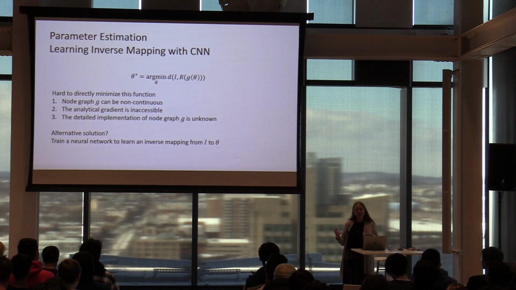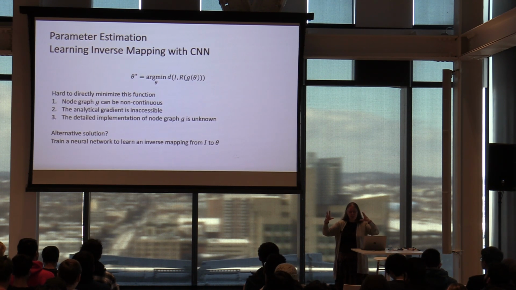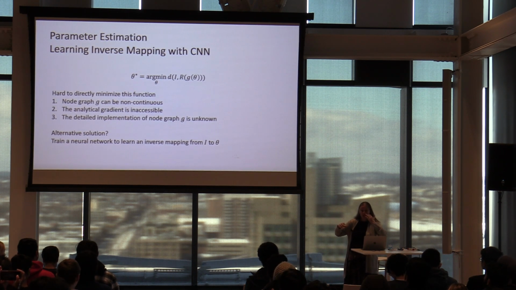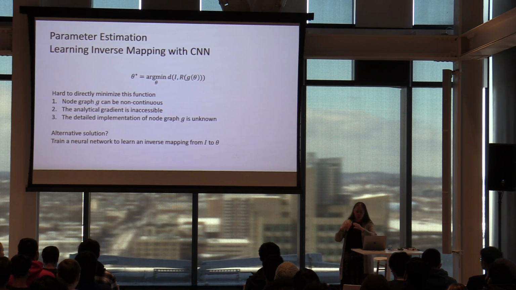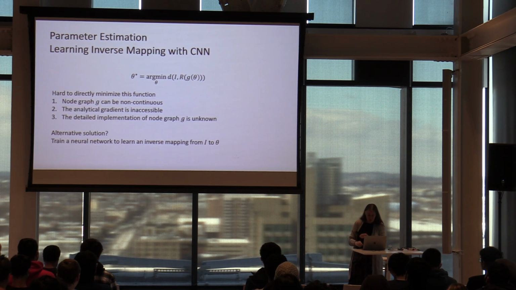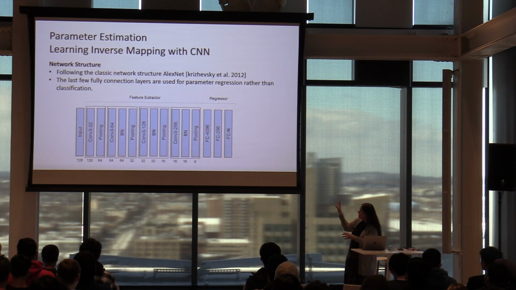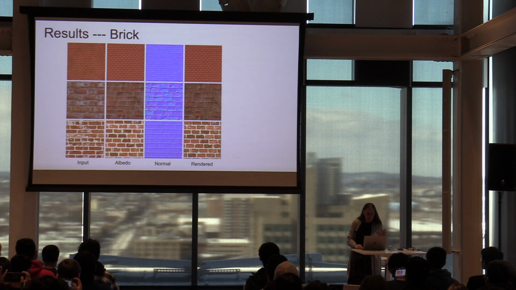Then how do we estimate the parameters? This is a very complicated function with lots of parameters. Rather than try to come up with some analytical approach for this, basically we trained CNNs for each node graph to, given an image, find the best parameters from that node graph to produce this image. And basically we used this architecture for that training. So we did all that, and these are the kinds of results we got.